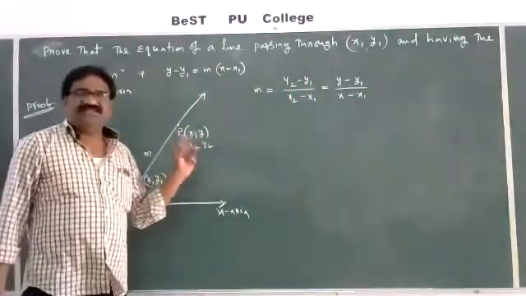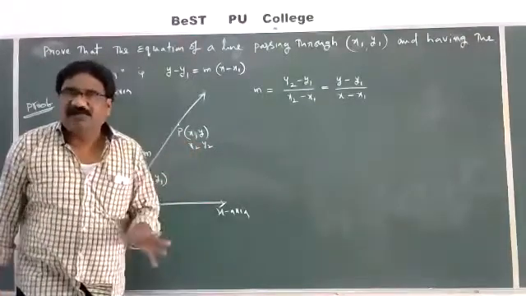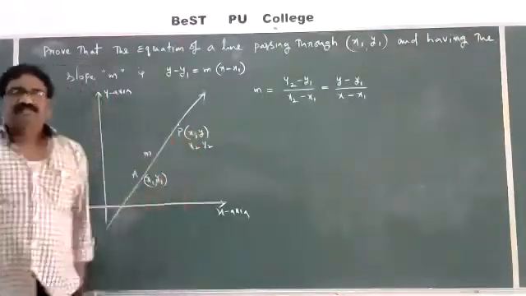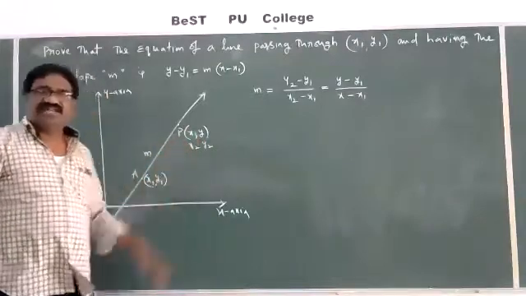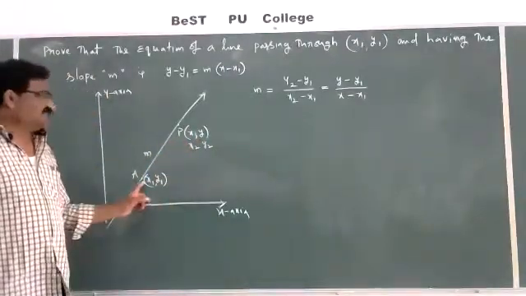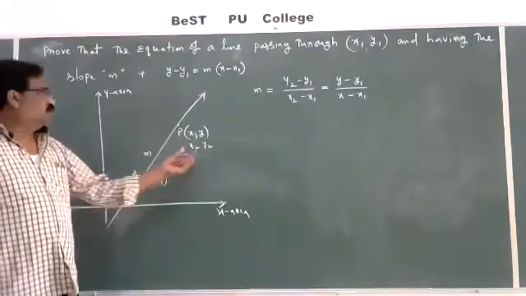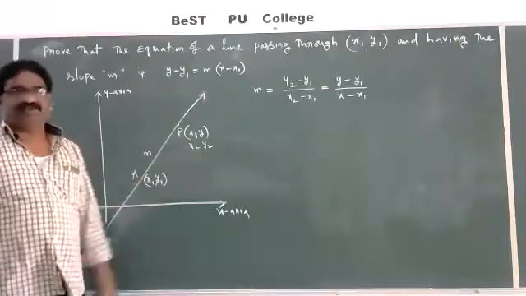We consider P is any point. P is the general point which lies on the line. P(x, y) is the general point which lies on the line. So this is the given point A(x1, y1). We consider this point is (x2, y2).